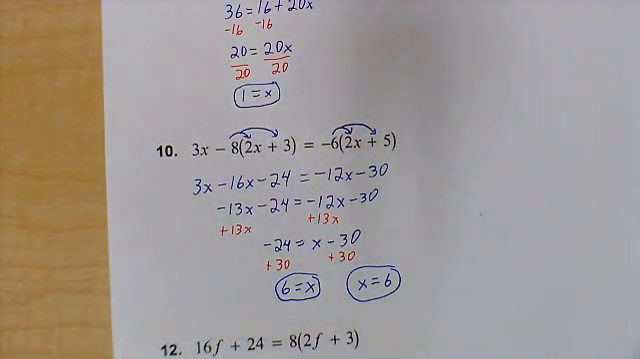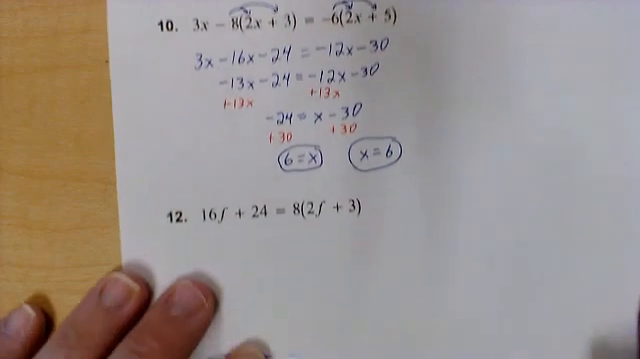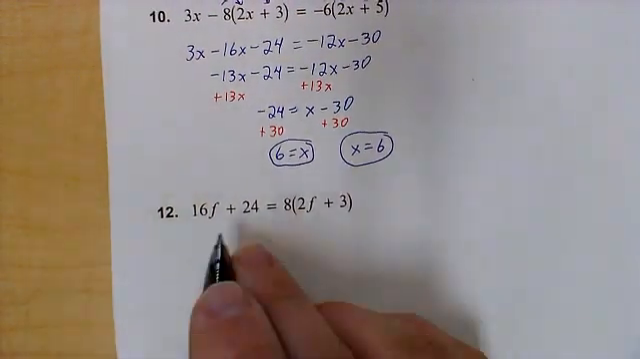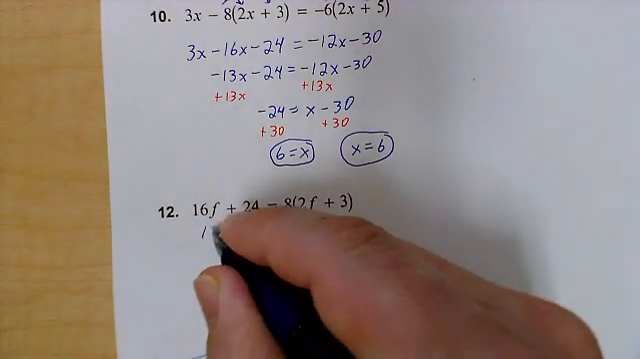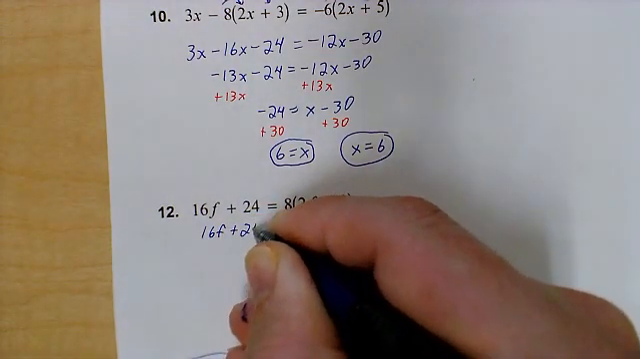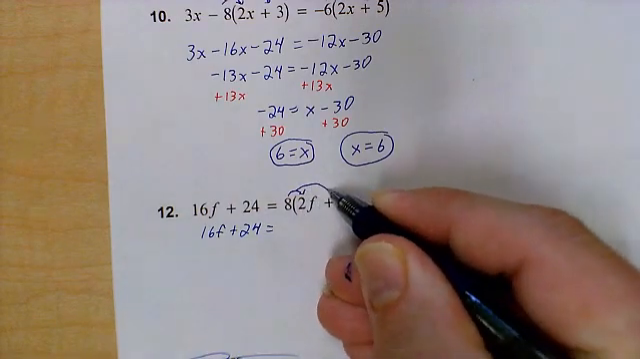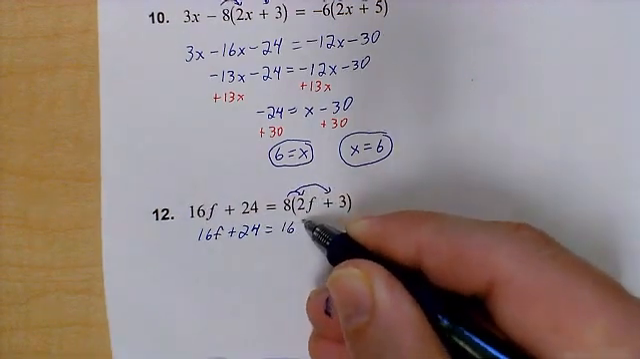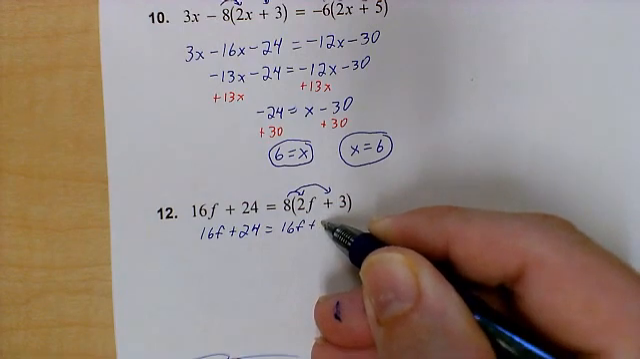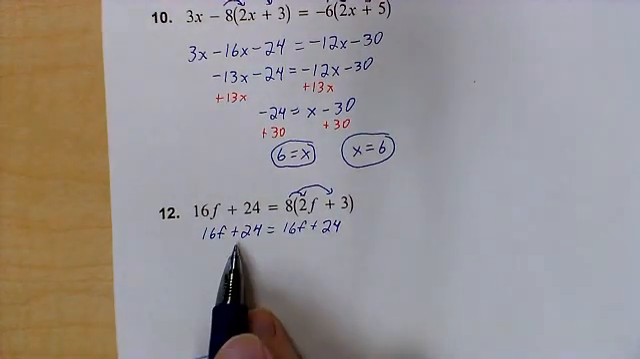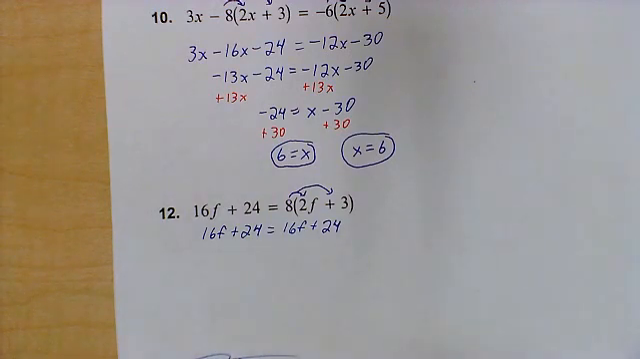All right, so here's where unique things start to happen. We're going to have a couple of unique solutions come right along. All right, on this problem, we would want to distribute. So I'm going to have 16f plus 24 still on the left. I'm going to distribute the 8 to both the 2f and the 3, and I'm going to get 16f plus 24. Now, this is the identity property, that something equals itself exactly.